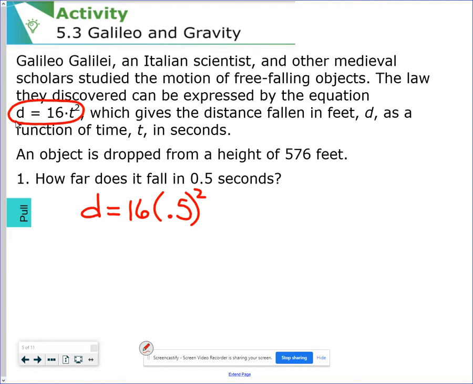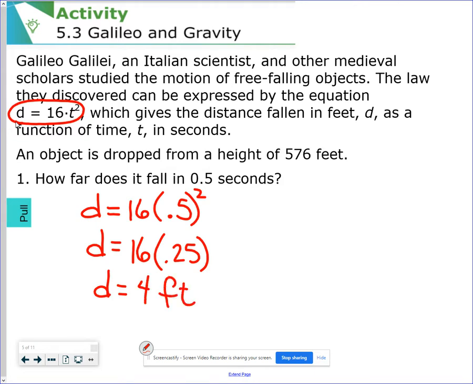And then square that. Sorry about the bell. But here's what we would do. We would have 16. 0.5 squared is really 0.25. It's also 1/4. Times 16 would give me 4 feet. So in a half a second, if I drop something, the fact that it's at 576 feet, that's not really important in this question, but in a half a second, it would fall 4 feet. I don't care what the height is that I start at, that's how far it could fall in a half a second.